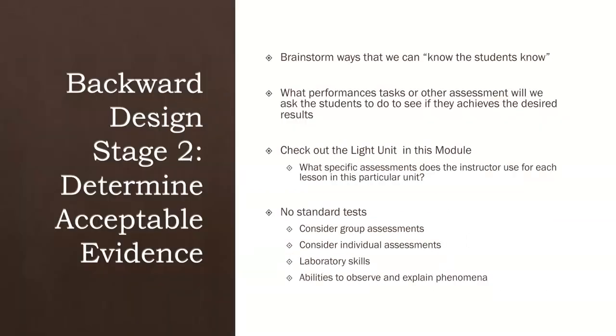Backward design stage 2, you need to determine acceptable evidence. You need to brainstorm ways that we can know what the students know. What performance tasks or other assessments will we ask the students to do to see if they achieve the desired results? What can we ask the students to do to know that they understand that student learning objective?